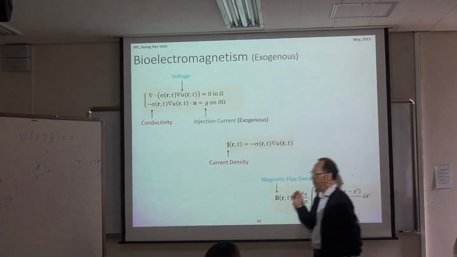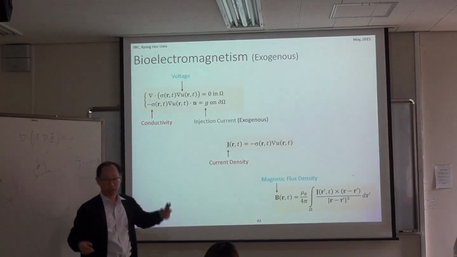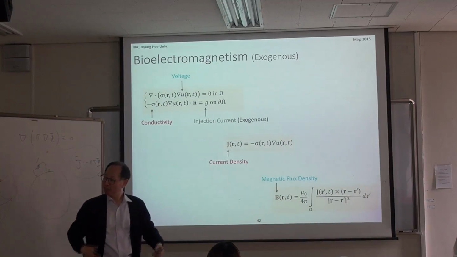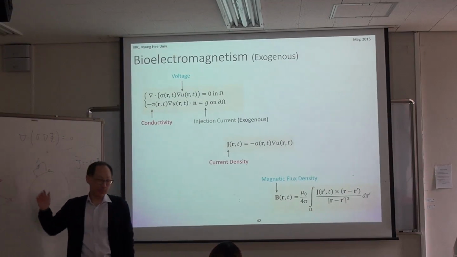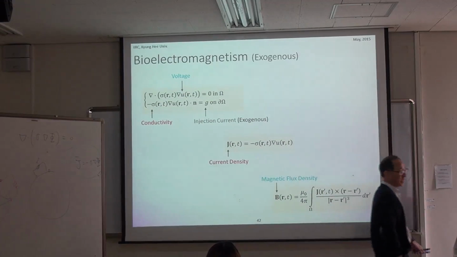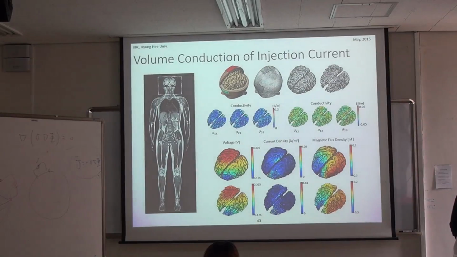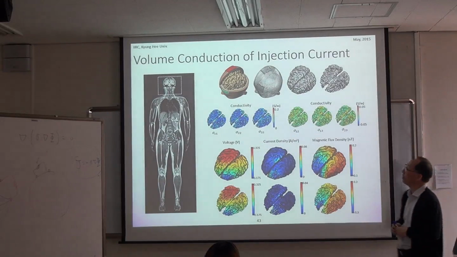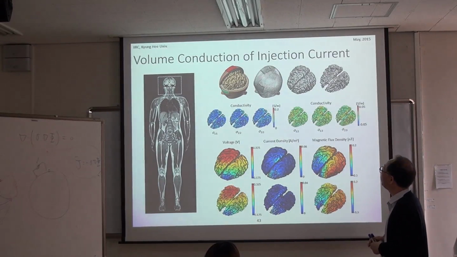This is all about the impedance measurement. In this case, we are injecting current from the device we made, okay? And then we are interested in finding only the current density distribution we produce.